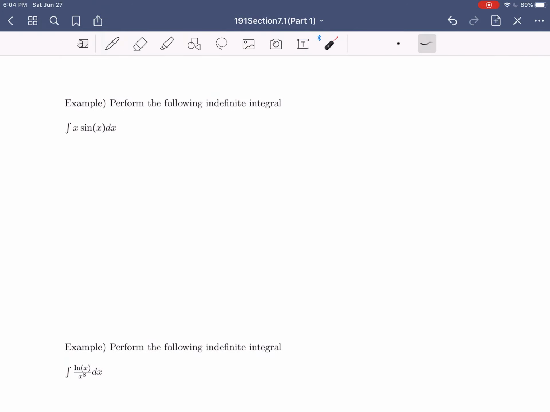So, we're going to try to perform the following indefinite integral. A nice basic indefinite integral to begin with. This is a classic integration by parts. What are we going to try to integrate here? Well, we've got x times sine x dx.